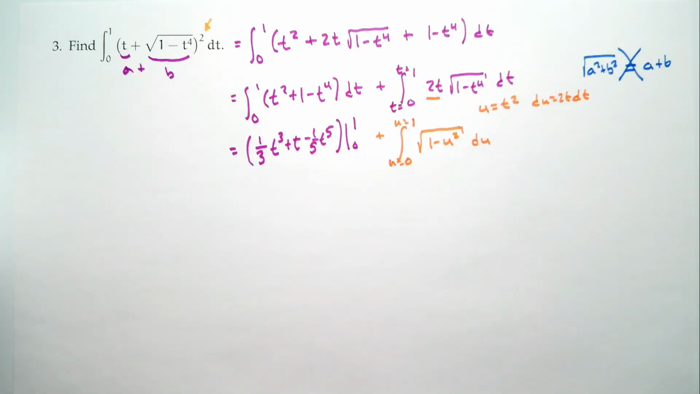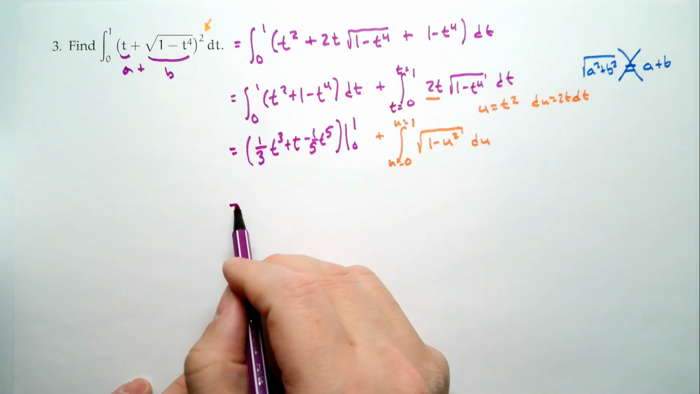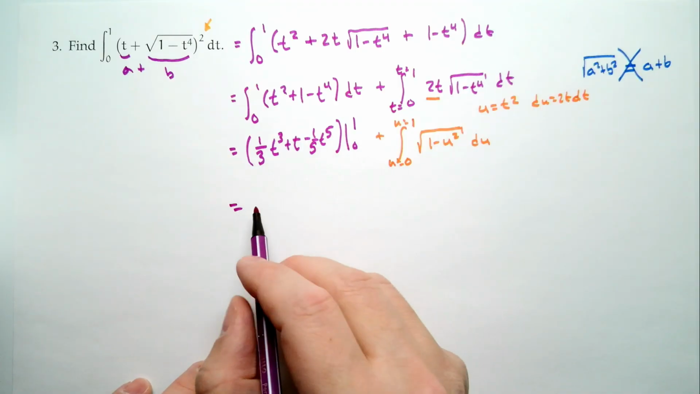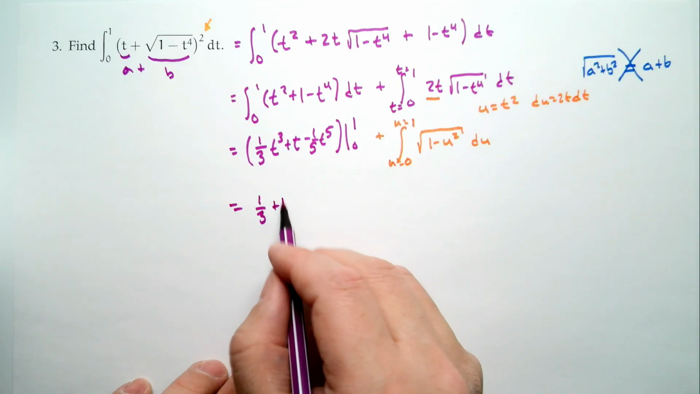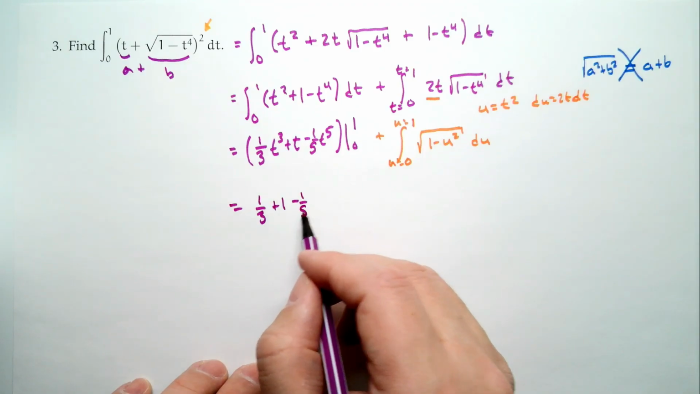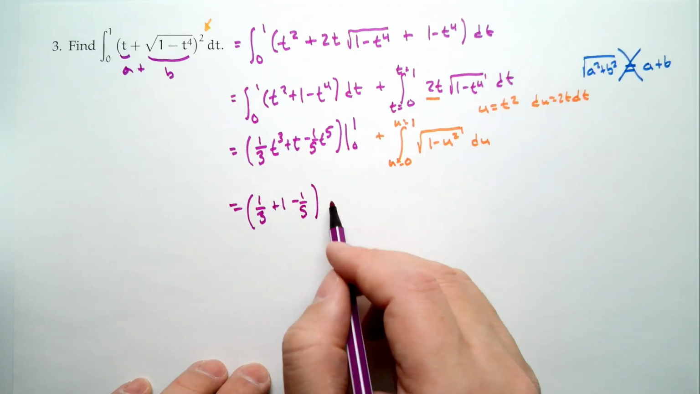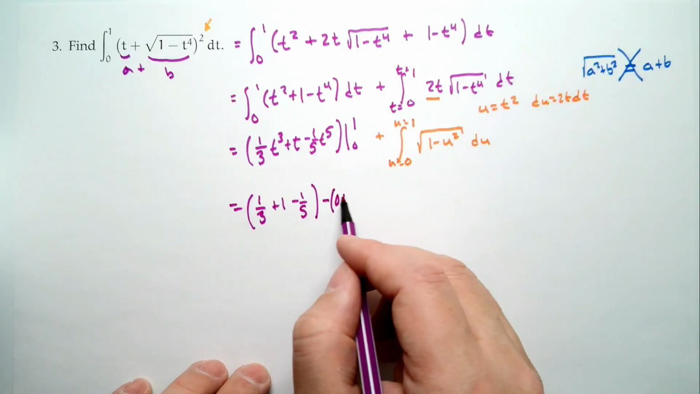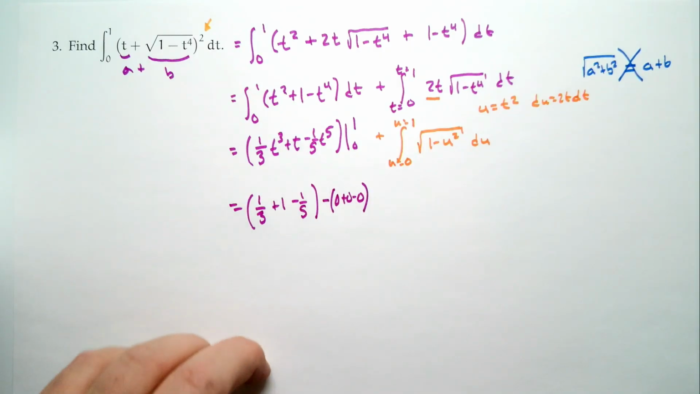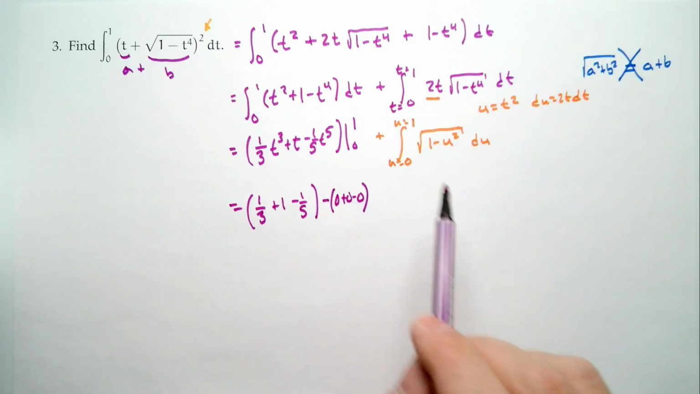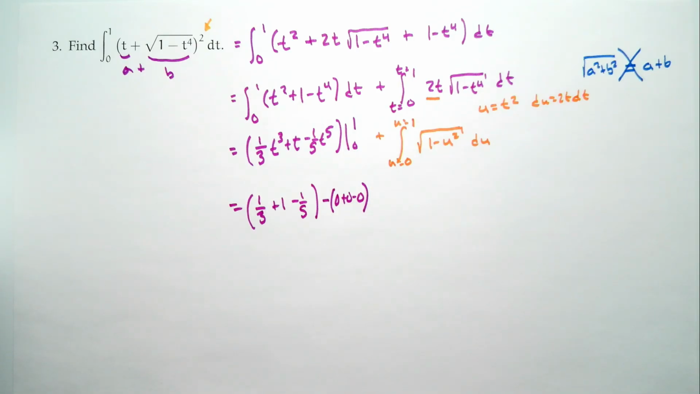Okay, so now let's go to our next step. We come back to our first piece. Evaluate from 0 to 1. That means we take 1/3 times 1 cubed plus 1 minus 1/5 times 1 to the 5th. And then we're going to subtract 0 plus 0 minus 0. 0 is a nice number. We like to work with it.